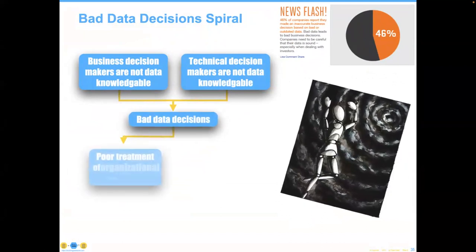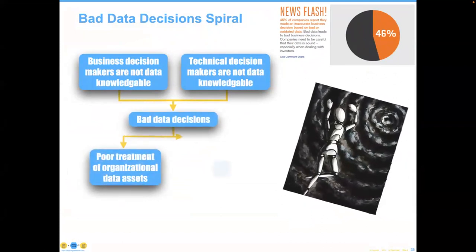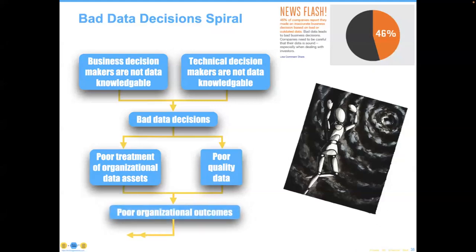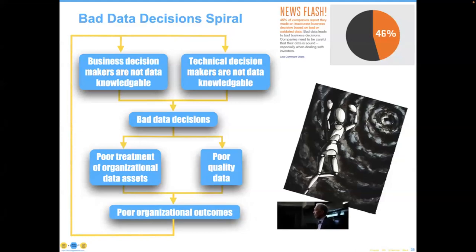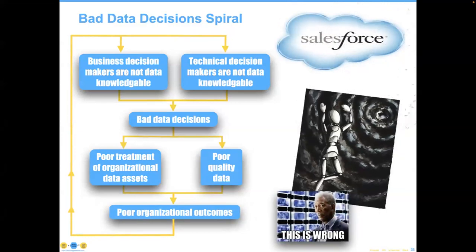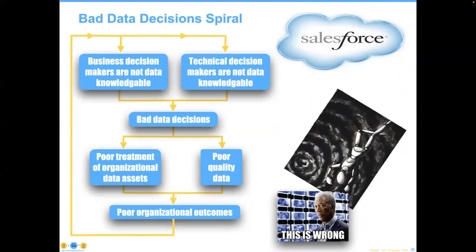These bad data decisions result in poor treatment of organizational assets and poor quality data. This then leads onward to bad organizational outcomes, and the cycle is one of these lather, rinse, and repeat cycles. This is wrong. My sample of Morgan Freeman there. Thank you, Morgan Freeman. Yes, that absolutely it is wrong.